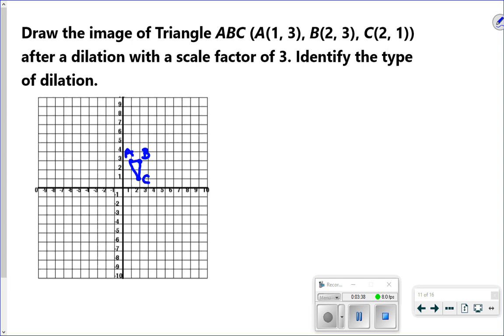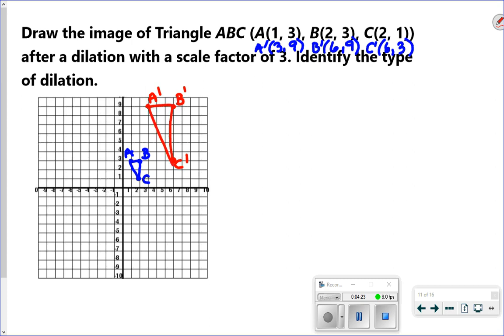And then dilation is scale factor of 3. So I'm going to multiply my numbers by 3. So my copy of A is now going to be at 3, 9. My copy of B is now going to be at 6, 9. And my copy of C is now going to be at 6, 3. So I'm going to go ahead and put those onto my graph. So copy of A is at 3, 9. So over 3, up 9. Here it is, copy of A. B is at 6, 9, over 6, up 9. There's B. And then C is at 6, 3. Here we go.